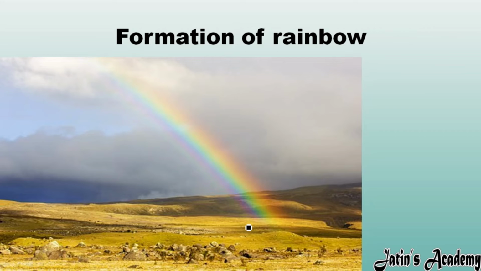Next, we are having formation of rainbow. That is how a rainbow is formed. After rain, we watch a beautiful rainbow in the sky. So how is a rainbow formed? See carefully. After rain, some small droplets are left behind in the sky.